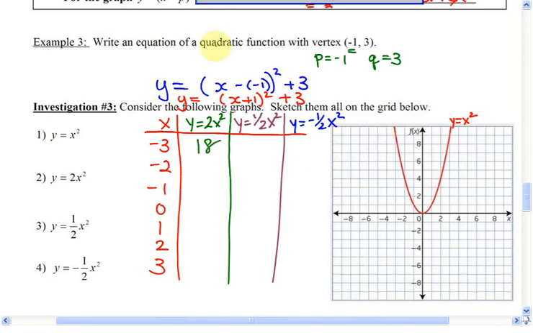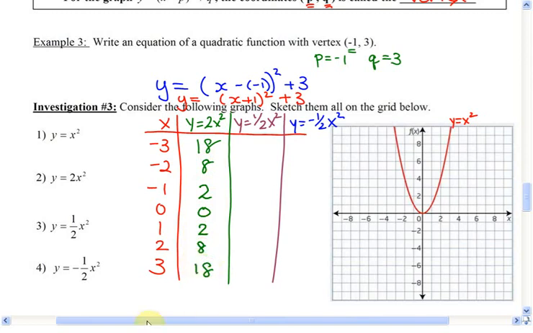Go for it. So the first one is 18. The next one, -2 all squared is 4. 4 times 2 is 8. Okay. The next one is -1. -1 squared is 1. 1 times 2 is 2. 0, well that's just 0. And guess what? The rest are the same. Okay, so try these please.